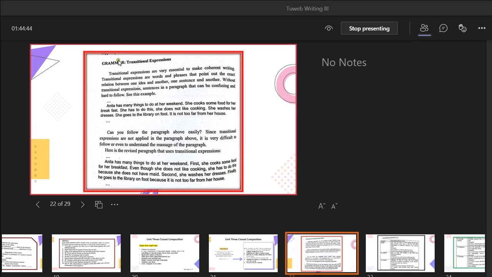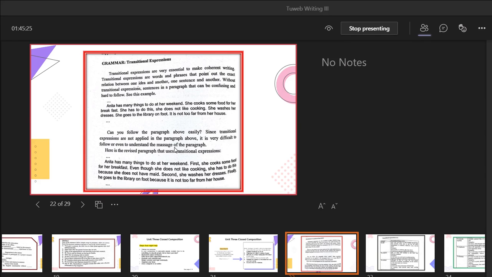Oh, in grammar focus we have transitional expression. It means it's very essential to make coherent writing. Coherent means berkesinambungan ya, jadi nggak jumble dia. Transitional expressions are words and phrases that point out the exact relation between one idea and another, and one sentence to another. Without transitional expression, di paragraf itu mungkin bakalan confusing sama others. Jadinya mereka itu maksud paragraf ini apa ya? Jadi to avoid this kind of thing, we need to write with the transitional expression.